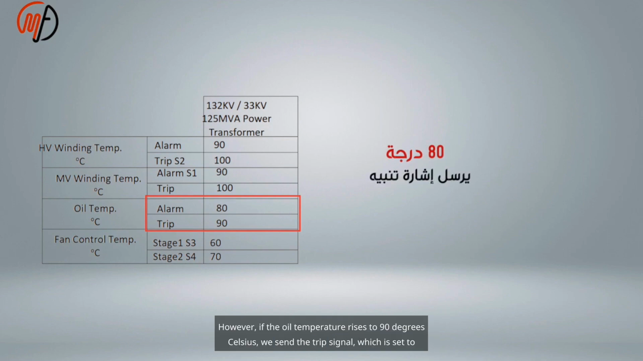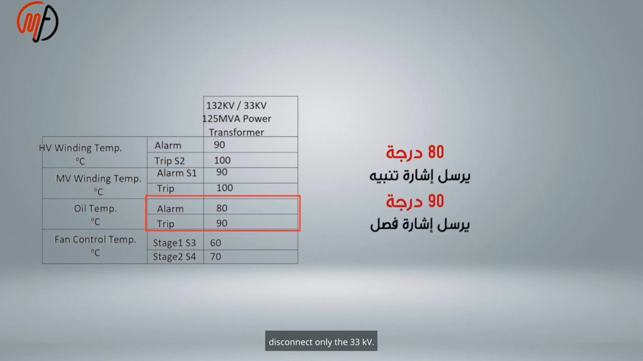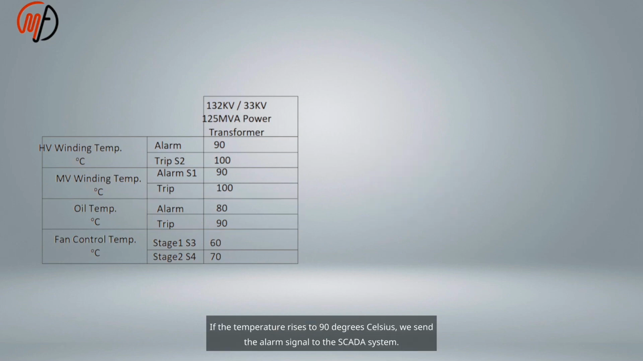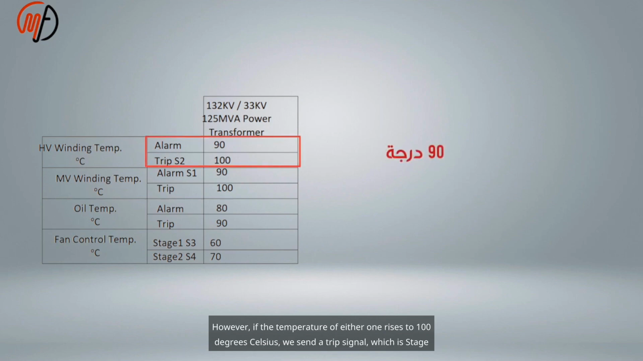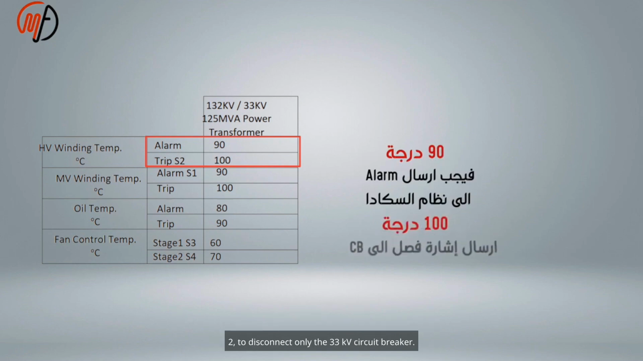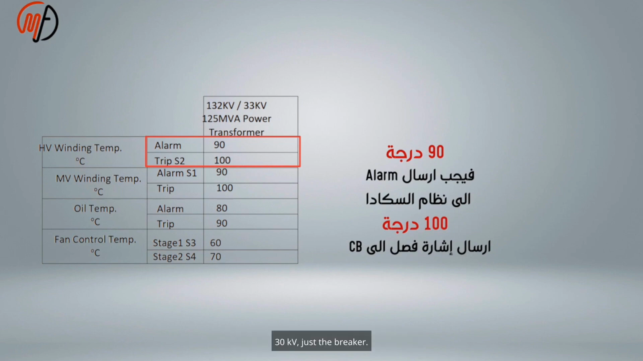However, if the oil temperature rises to 90 degrees Celsius, we send the trip signal, which is set to disconnect only the 33 kV. If the winding temperature rises to 90 degrees Celsius, we send the alarm signal to the SCADA system. However, if the temperature of either one rises to 100 degrees Celsius, we send a trip signal, which is stage 2, to disconnect only the 33 kV circuit breaker.